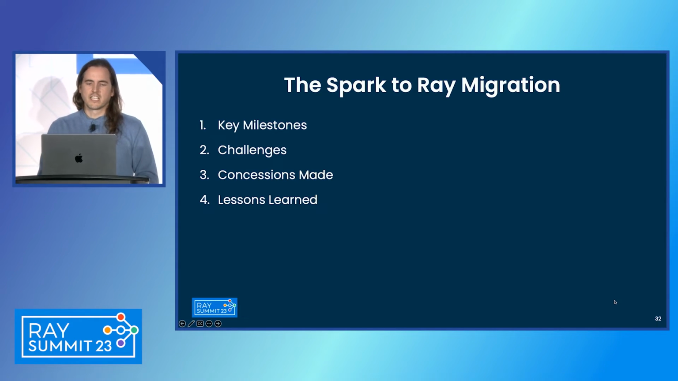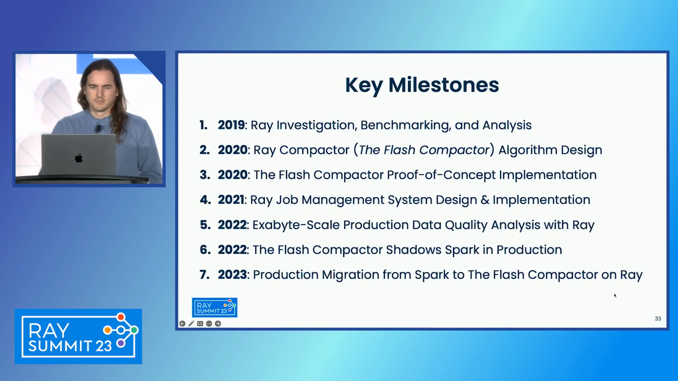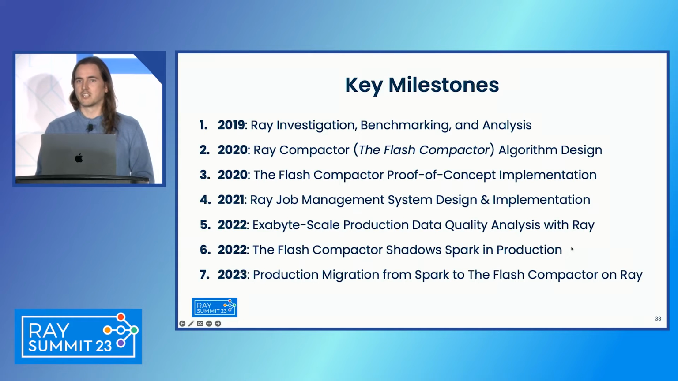So when we're looking at our Spark to Ray migration in this context, we're going to look at some key milestones, challenges, concessions we made, and lessons we learned. Laying out a timeline here: back in 2019, we launched our initial Ray investigation and did benchmarking and analysis of whether Ray could be a good fit for this and any other arbitrary distributed compute problems that Amazon has. We thought, yeah, it could. And specifically, we think we could even make a much better compactor with Ray. So let's try it out.